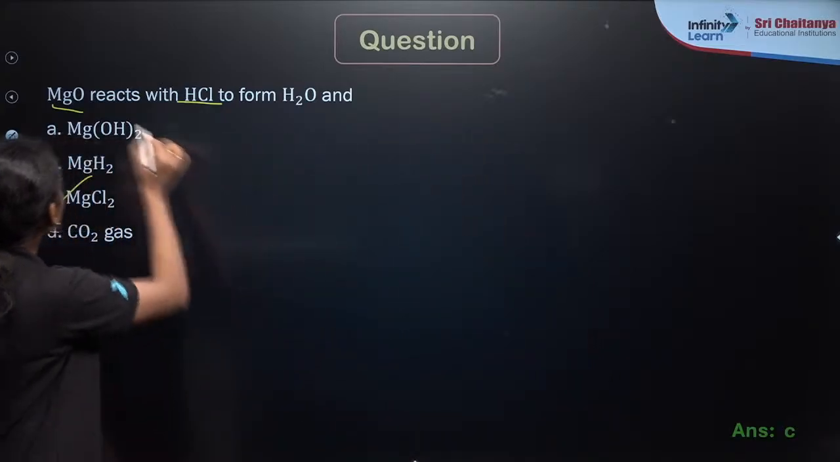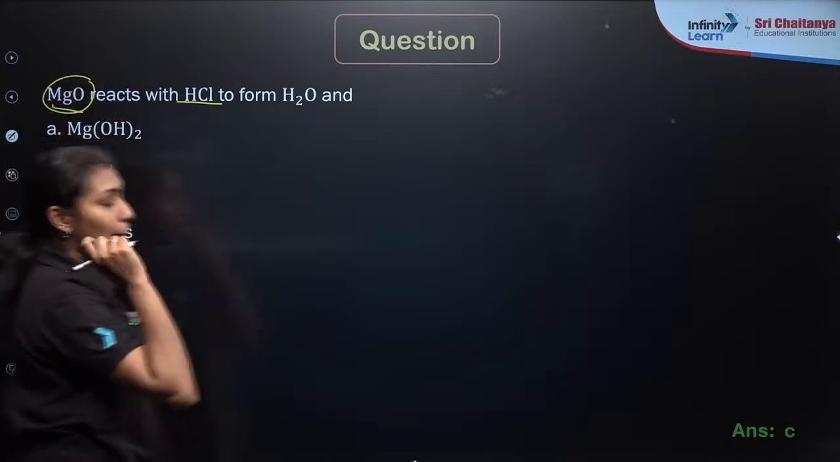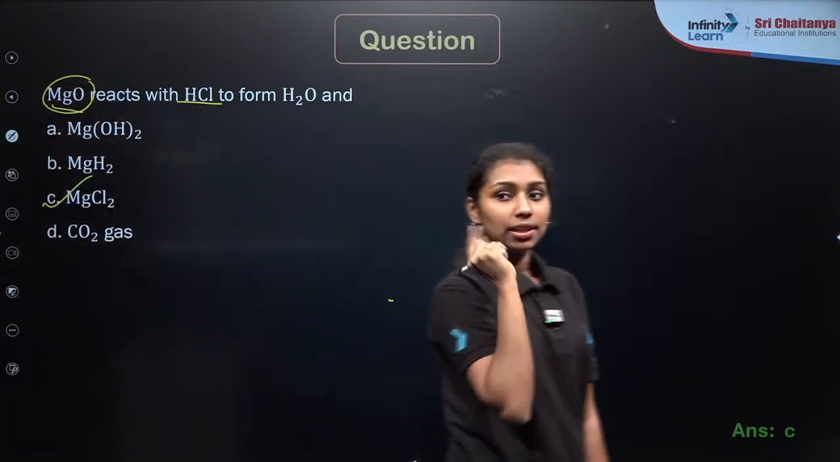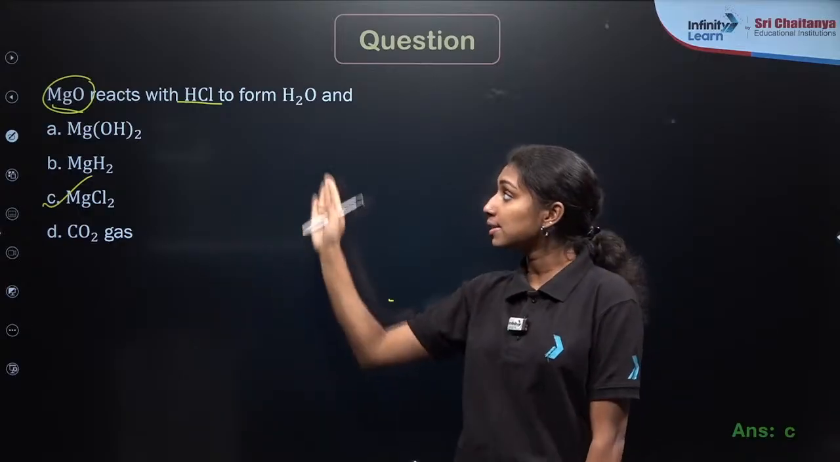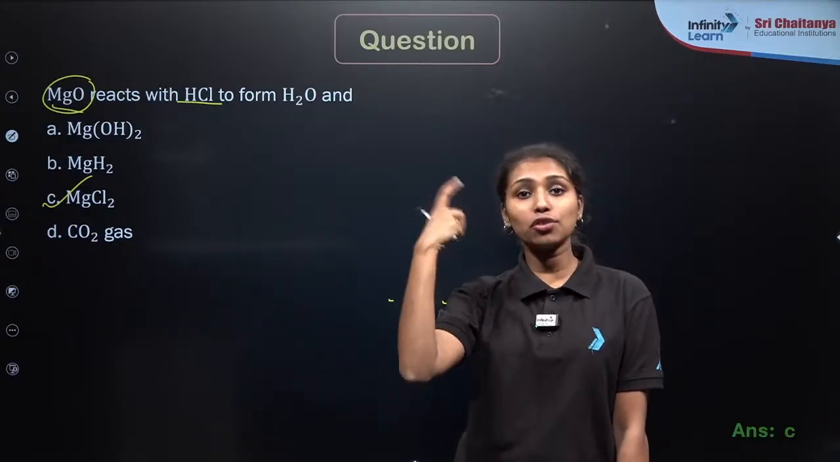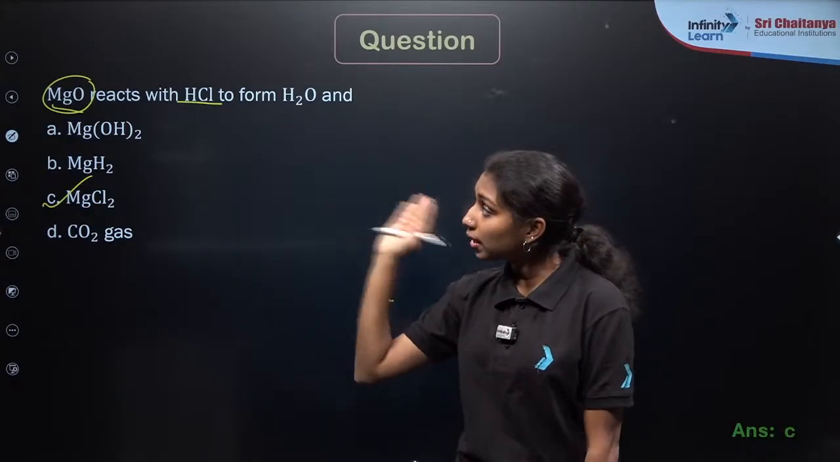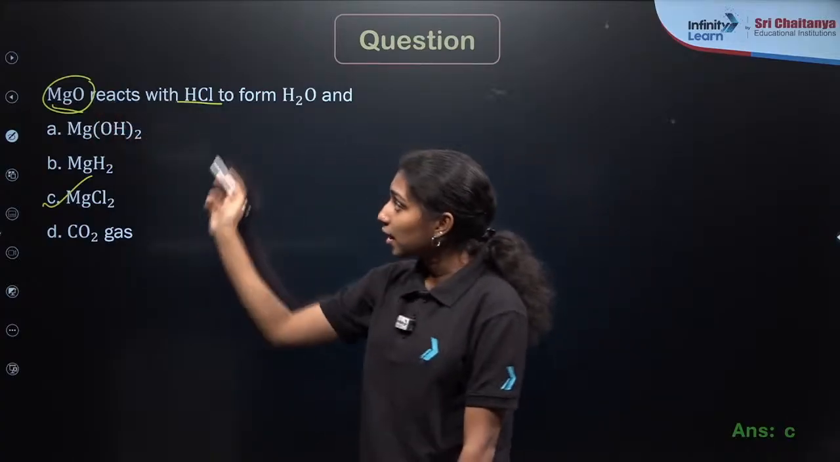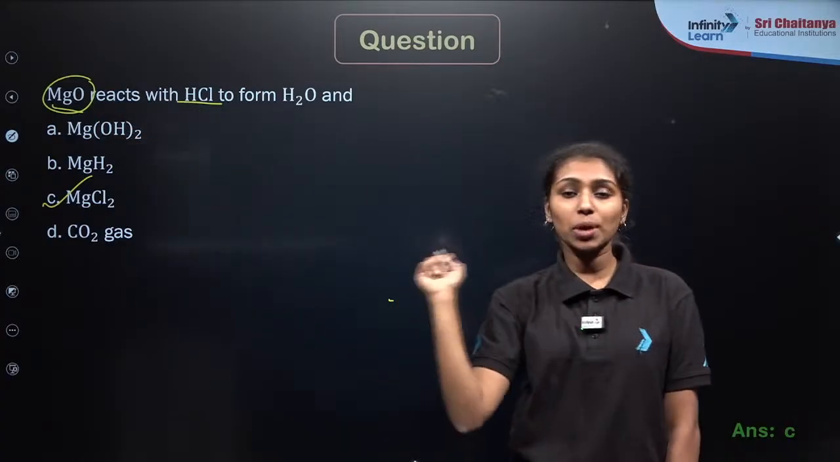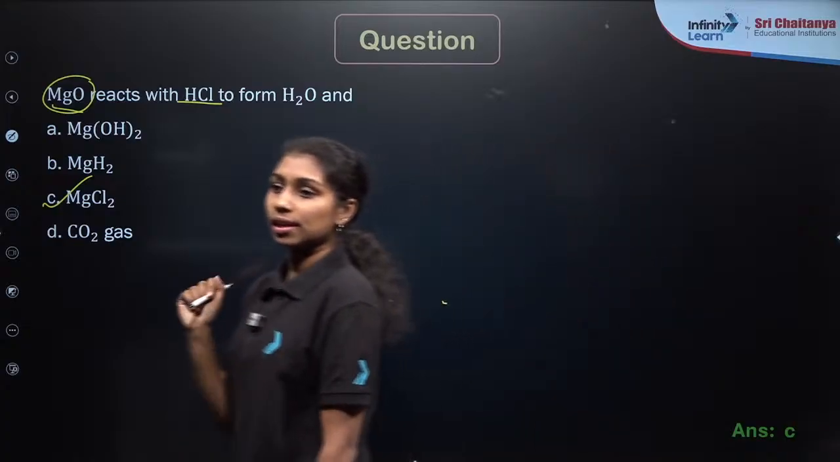No, Arush, this is the oxide of a metal. Magnesium is a metal, which we have seen in metals and non-metals. So magnesium oxide is a basic oxide that will react with hydrochloric acid or any acid to form the corresponding salt. Here it is MgO and HCl, so it will form MgCl2 as a salt. Is that clear?